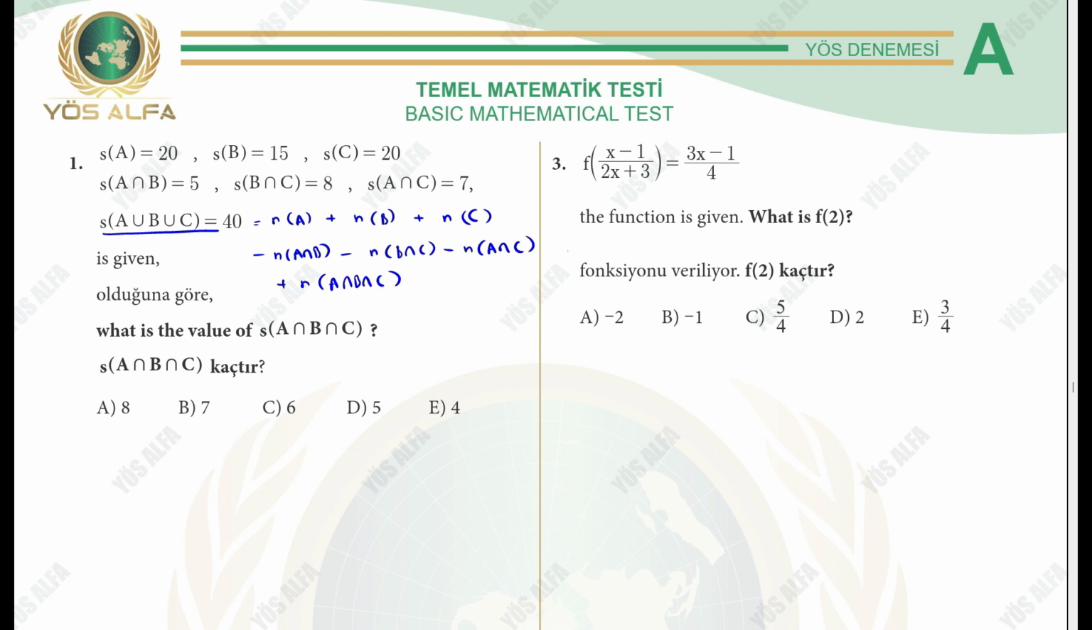Okay, the number of the elements of set A is given to be 20, B is 15, and C is 20, and A intersection B is 5, B intersection C is 8, and A intersection C is 7, and let this be X. So the summation of 20 and 20 is 40, and it cancels out with 40 on the left hand side of the equation. And the number of the elements of B intersection C and A intersection C is 15, and this cancels out with 15 over here. So we're left with minus 5 plus X is equal to 0. And from here, X turns out to be 5. So the answer is D.